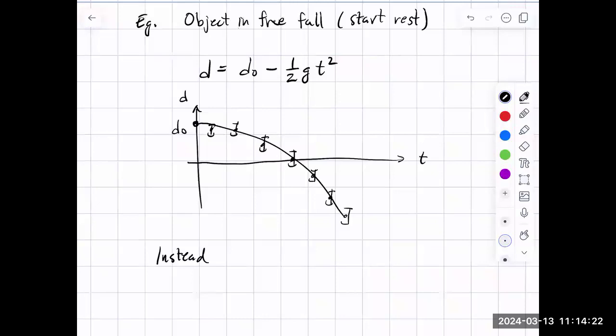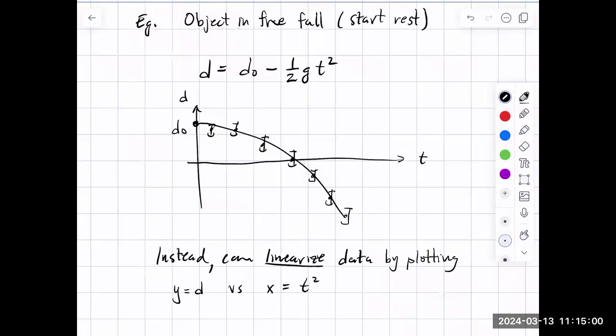I don't need to do d minus d naught. I just need to make my x-axis t squared. And so I'll say x is equal to t squared. So instead, we can linearize. And so today's topic is all about trying to linearize data so that we can plot it in a way that we're going to get a straight line and then perform a linear fit. So we can linearize the data by plotting y equals d versus x equals t squared.